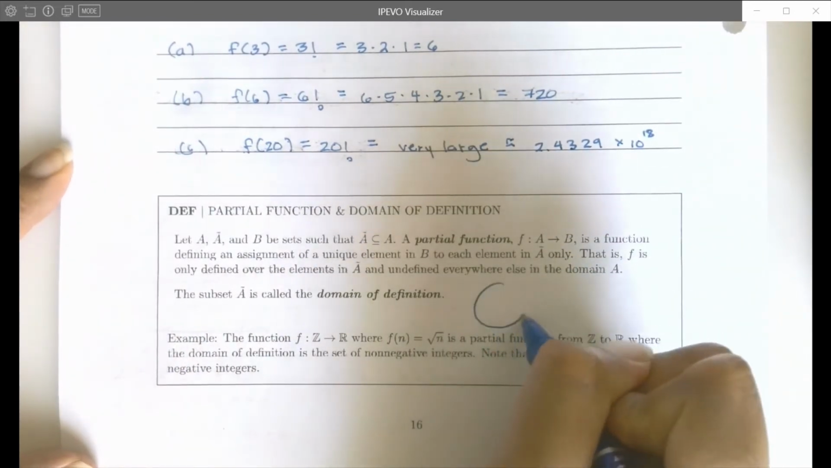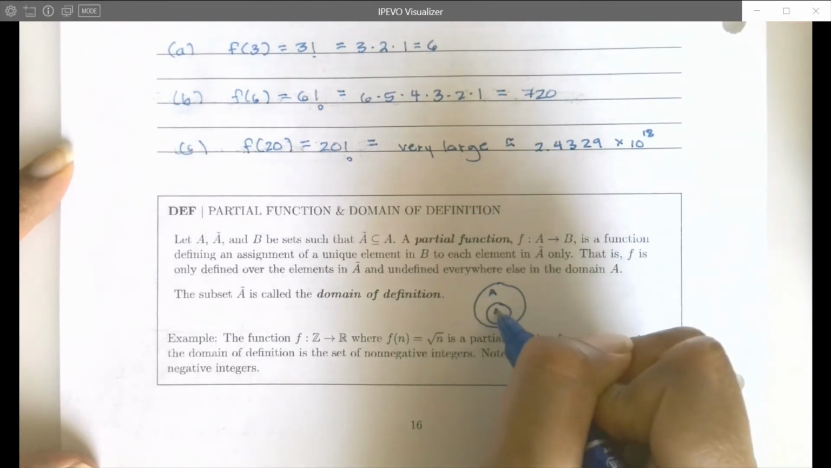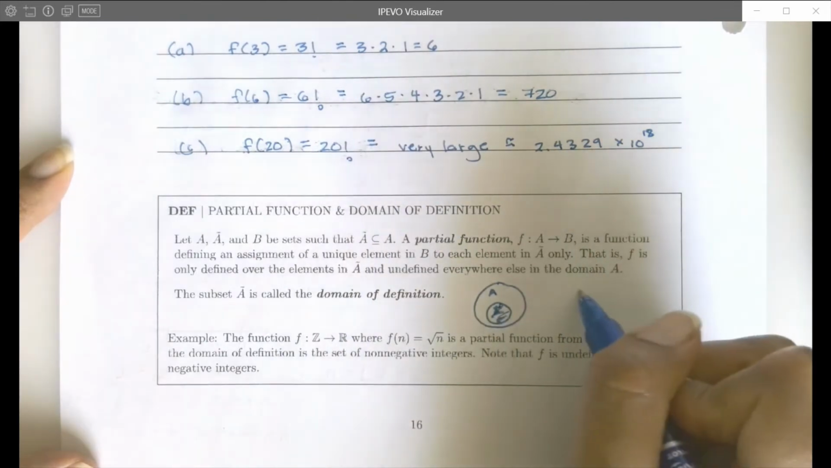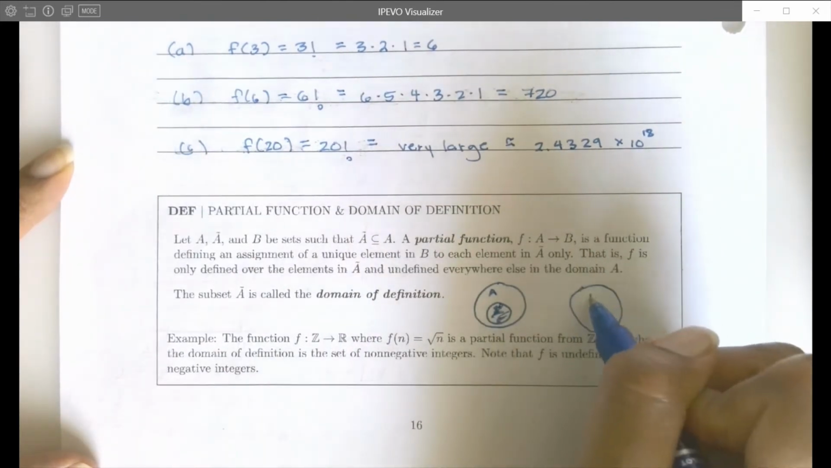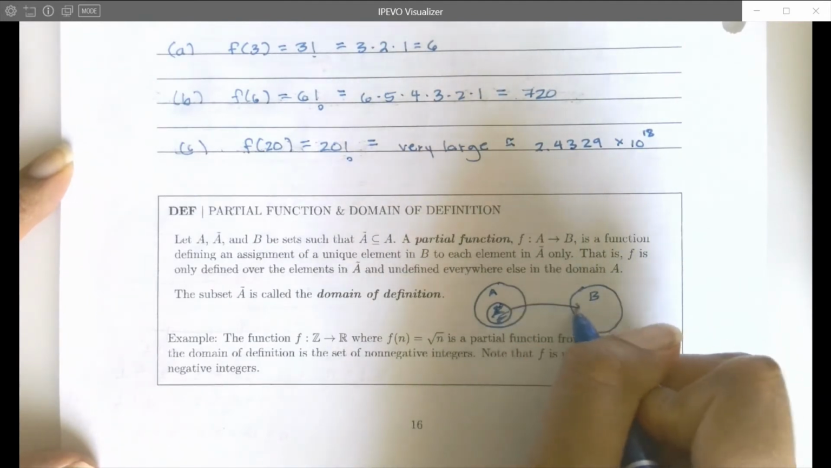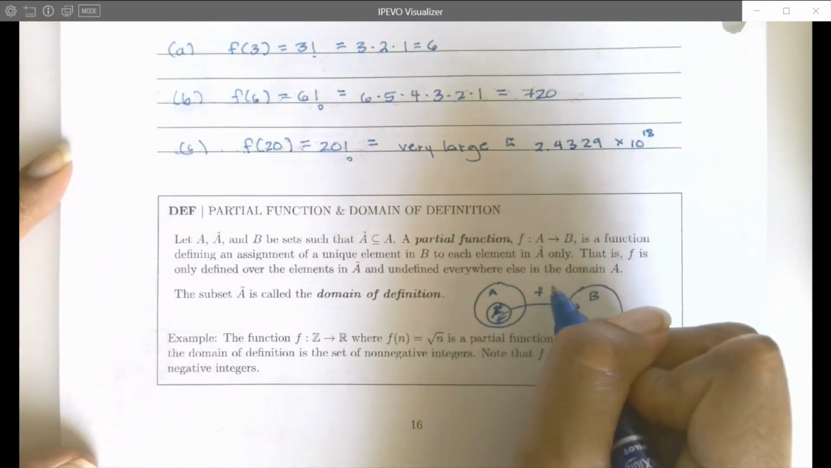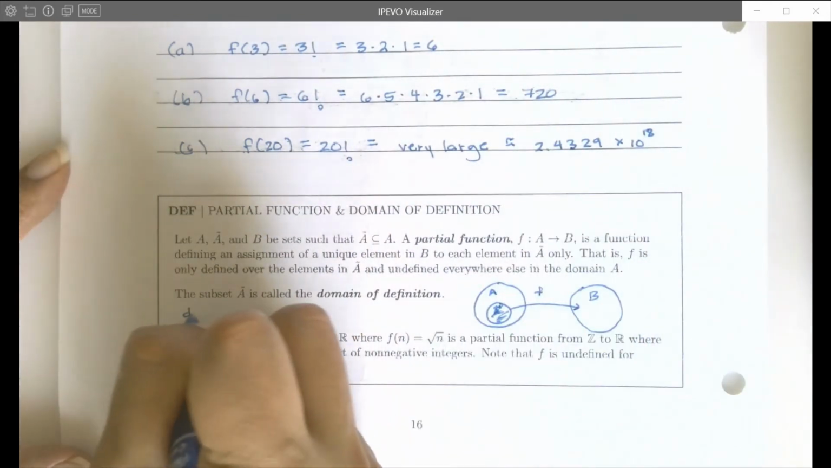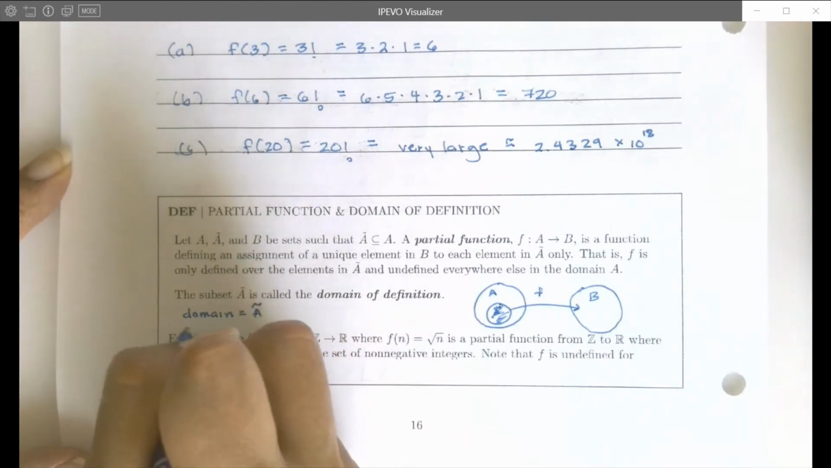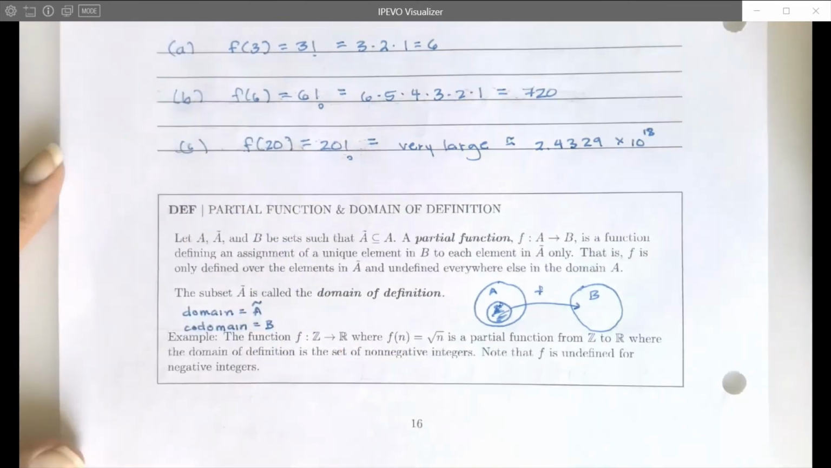So essentially, just to illustrate it with the diagram, you have set A, and then A tilde is some subset of that set A. And then you have a set B, which is your codomain. So f is actually defined over A tilde as domain. Okay, so we have something like that.